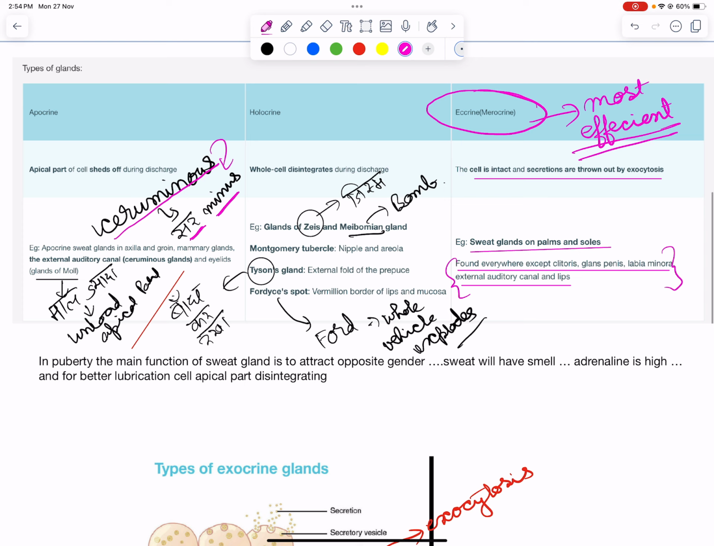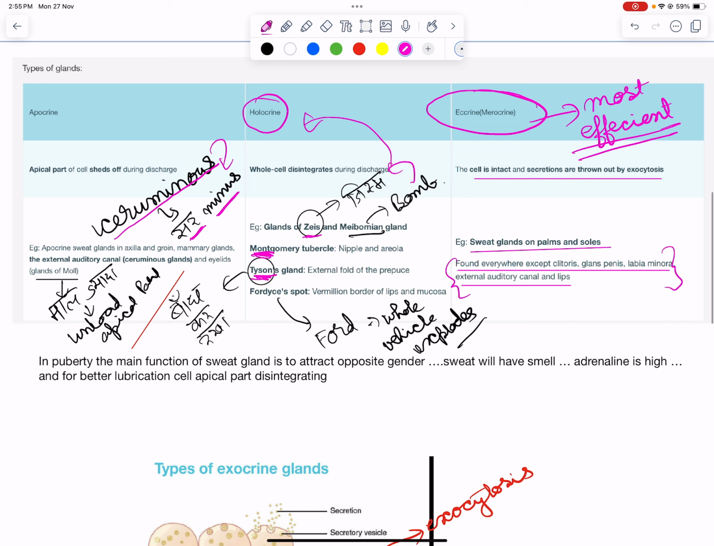And the holocrine. Now whole, when whole is involved, see, jis can be written as jism in Hindi. Meibomian, bomb. Now bomb, when inside jism, will explode the whole body, so it will be holocrine. Now Montgomery tubercles, whole mountain is vanishing. Tyson.